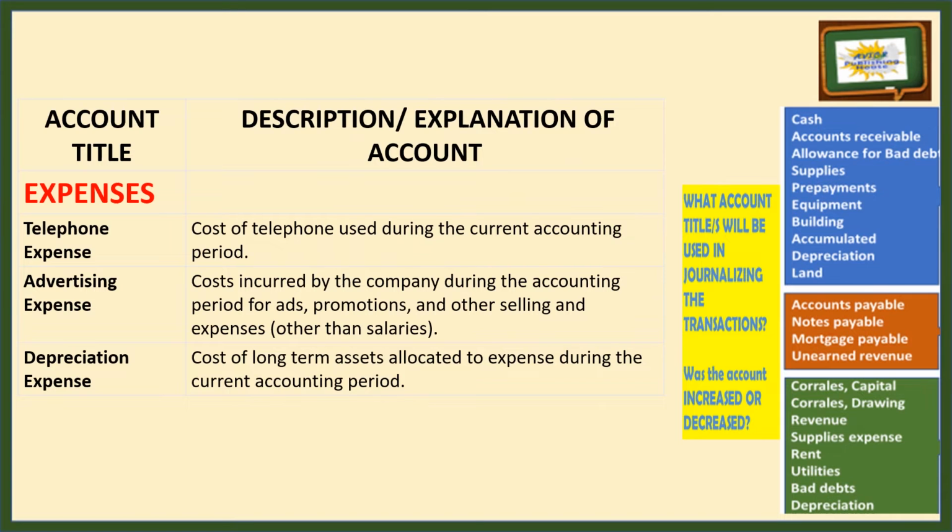Rent expense is the cost of occupying the space or premise. Telephone expense is the cost of telephone use during the current accounting period. Advertising expense is the costs incurred by the company during the accounting period for advertisements, promotions, and other selling expenses. Depreciation expense is the cost of long-term assets allocated to expense during the current accounting period.